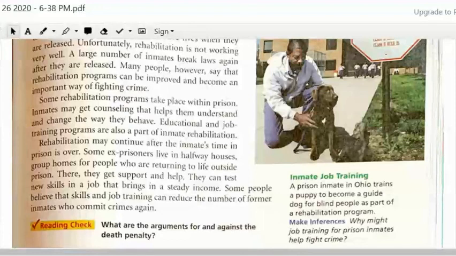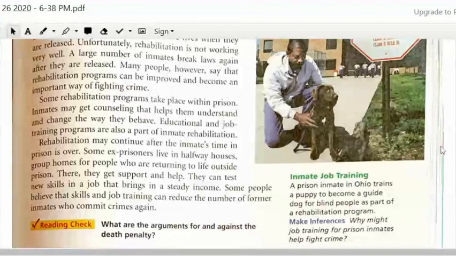Rehabilitation may continue after the inmate's time in prison is over. Some ex-prisoners live in halfway houses, group homes for people who are returning to life outside of prison. There, they get support and help. They can test new skills in a job that brings in a steady income. Some people believe that skills and job training can reduce the number of former inmates who commit crimes again.